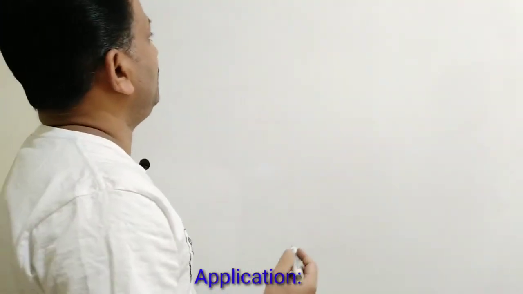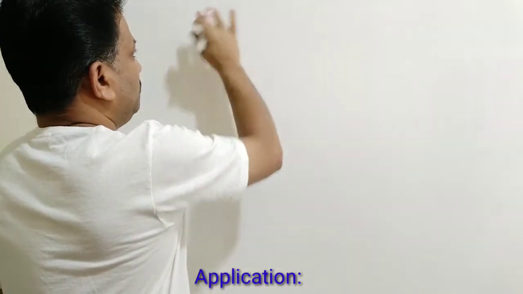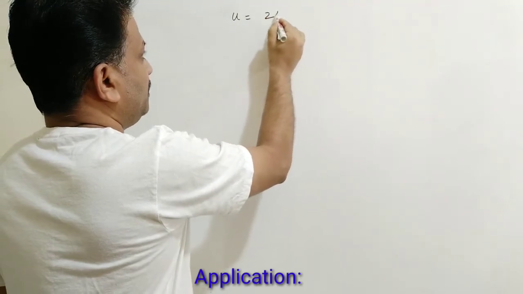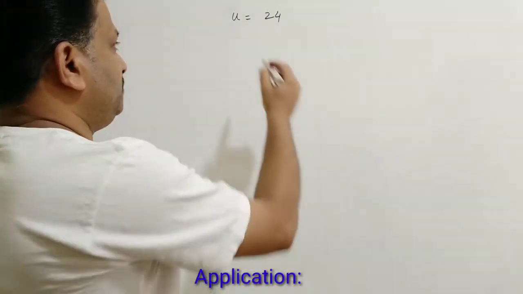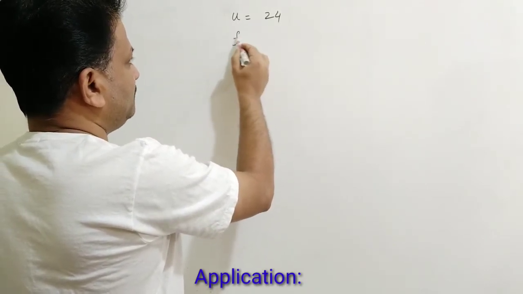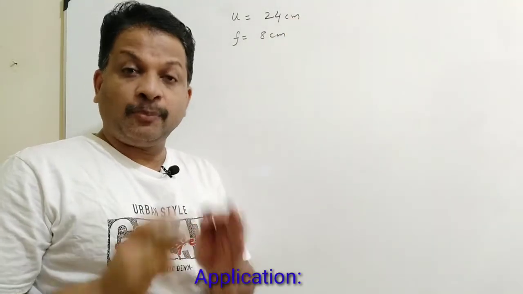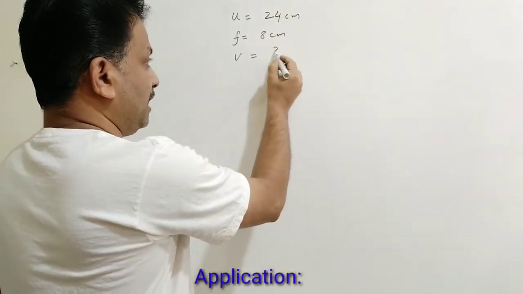Okay, let's solve. An object is placed at a distance of 24 centimeter in front of a convex lens of focal length 8 centimeter. Find the position of the image. Okay, an object is placed in front of a convex lens. Object distance is U. Small u is equal to 24, in front of a convex lens of focal length 8 centimeter. You have to calculate the position of the image, V.